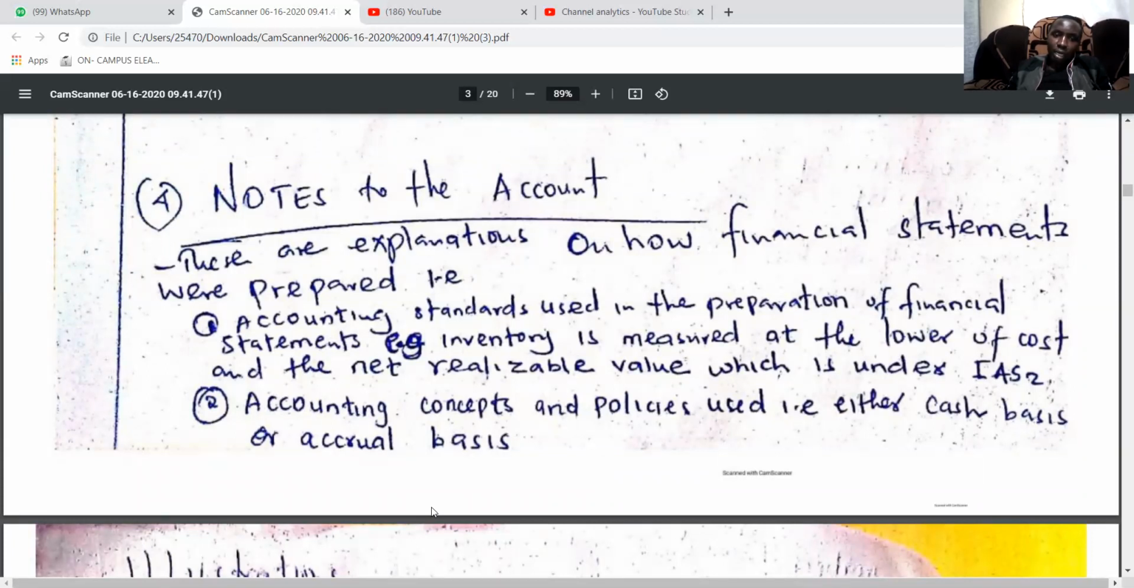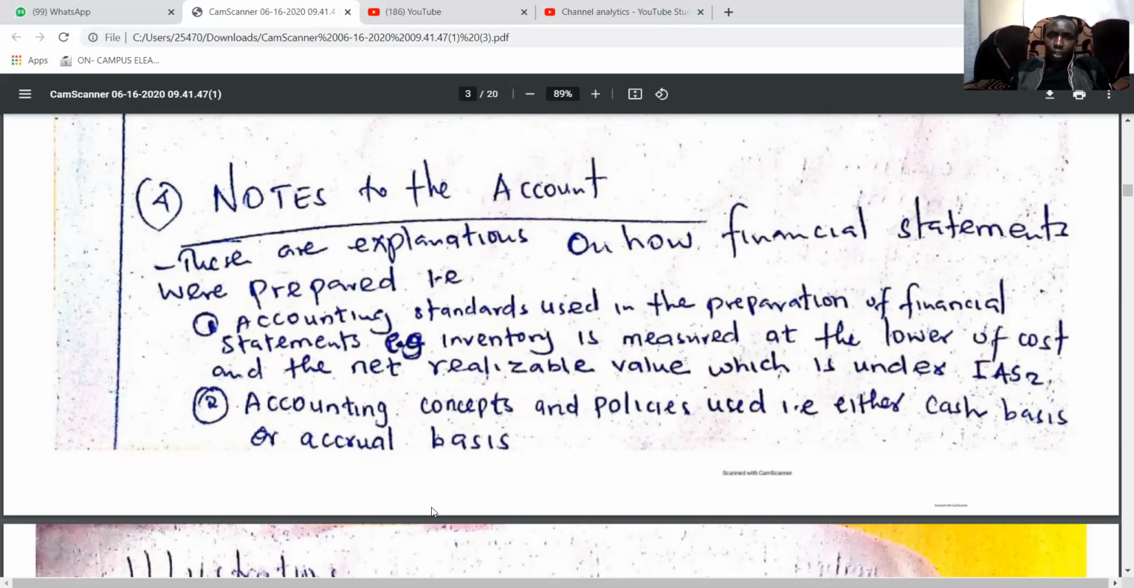Then you can talk about accounting concepts and the policies used. So either the cash basis concept or the accrual concept. So you can talk about the cash basis and the accrual basis. We have other explanations. You can talk about the depreciation method you used, some other standards which were applicable, and many other explanations which you can pick directly from the statements you have prepared.